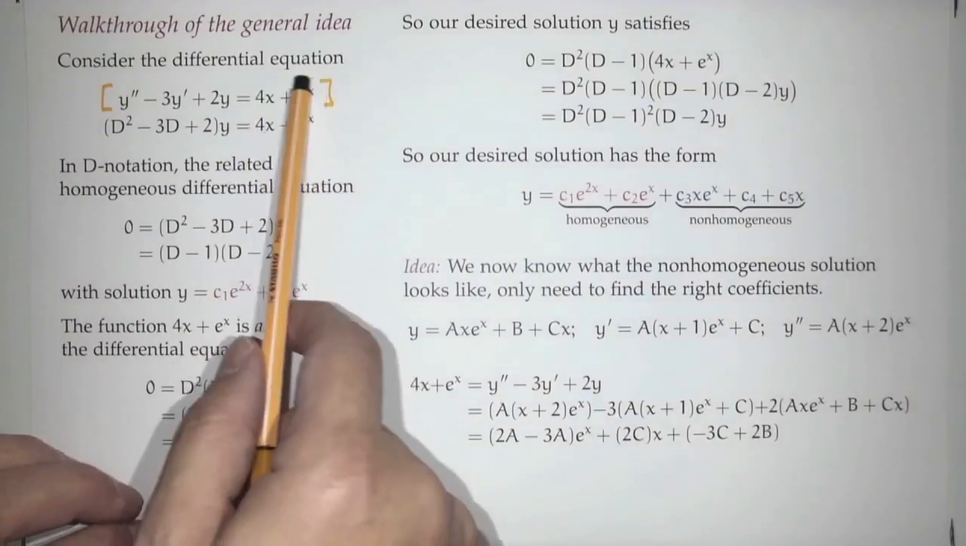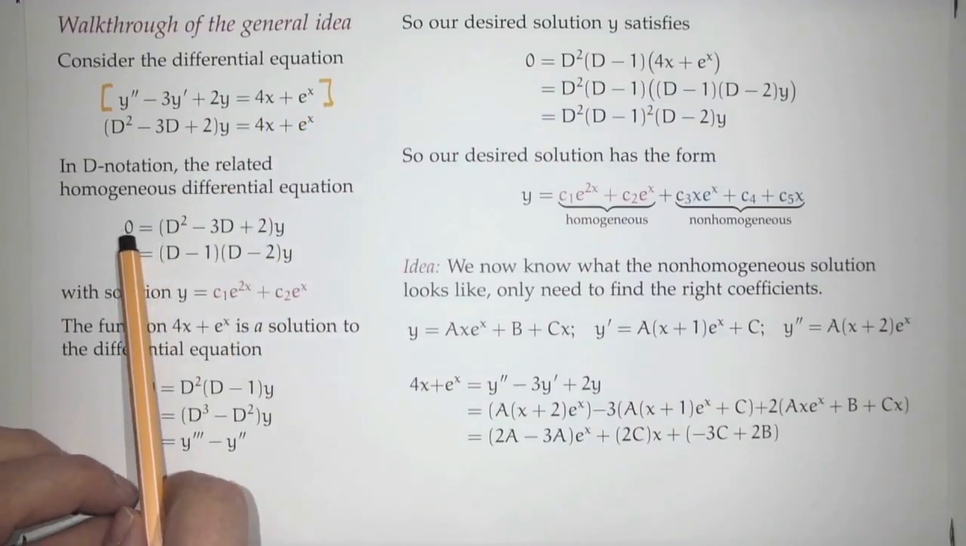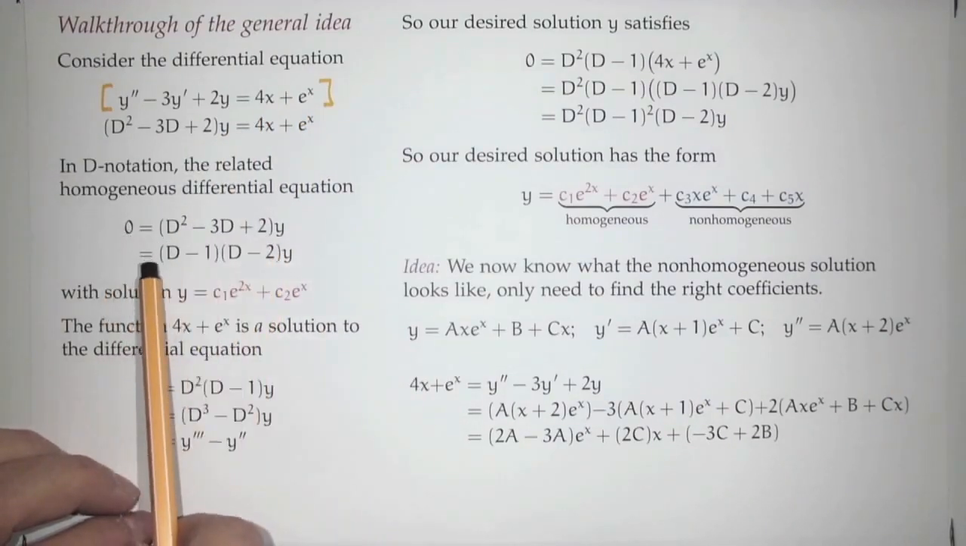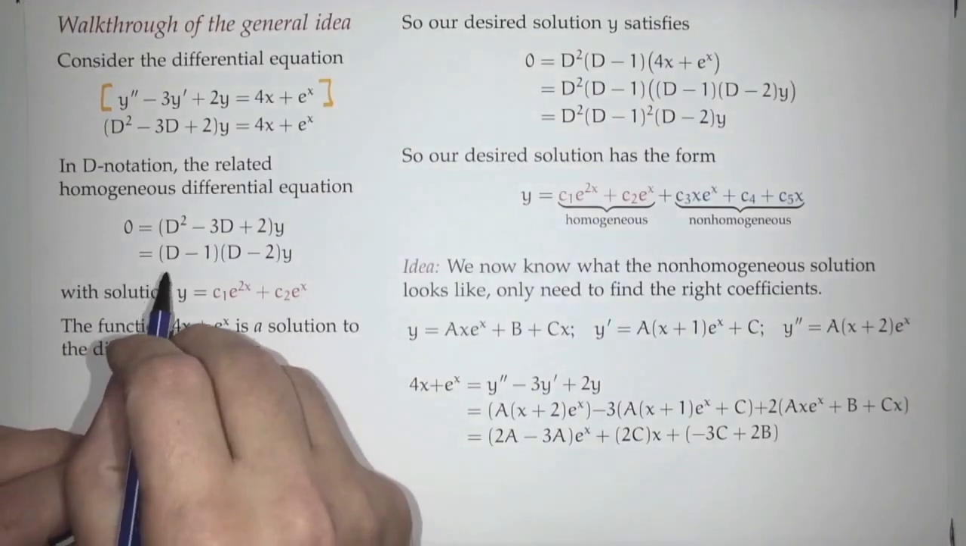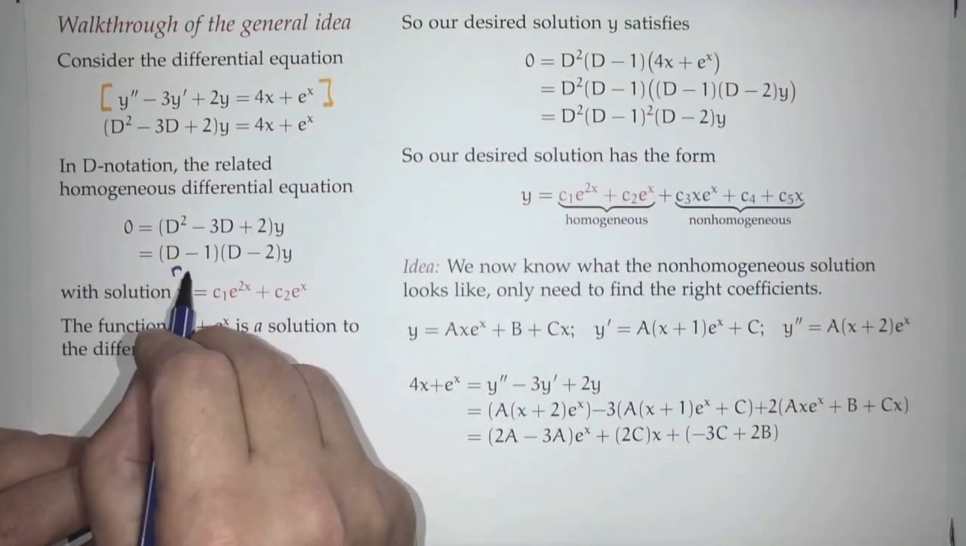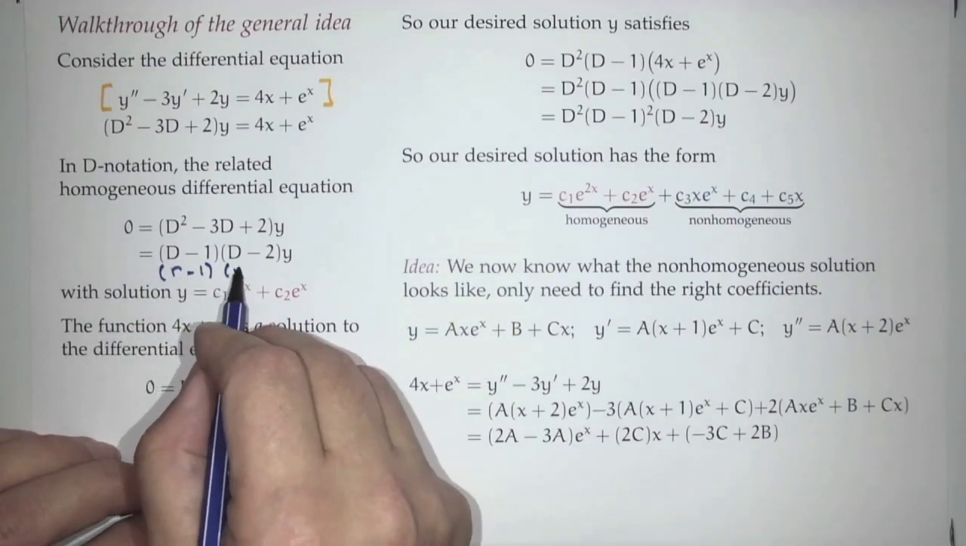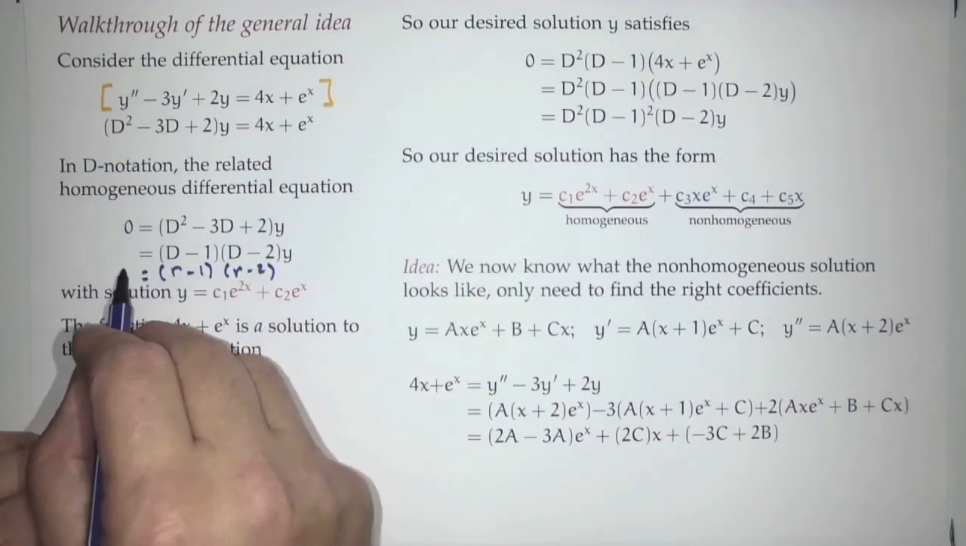You're taking the 4x plus e to the x and setting it equal to 0. So we have 0 equals our differential equation. We can factor d squared minus 3d plus 2 factors. And now when we have it in this form, we're basically ready to write down our general solution. Now remember, when we talk about this notation using D, we can switch to our characteristic polynomial very easily. The way you switch is, wherever you see the D, put an R. So this is R minus 1 times R minus 2 equals 0.